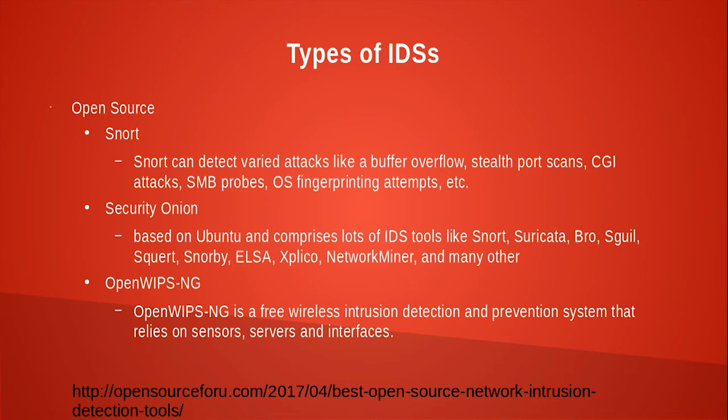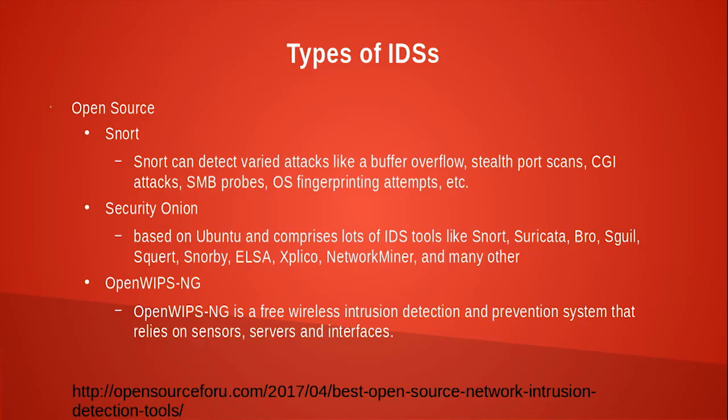In open source we have Snort, and Snort can detect varied attacks like buffer overflow, stealth port scans, CGI attacks, SMB probes and OS fingerprinting attempts, etc. That is, whether someone is trying to see what type of OS you are using. When someone tries to do this kind of fingerprinting, then Snort can actually help you out.